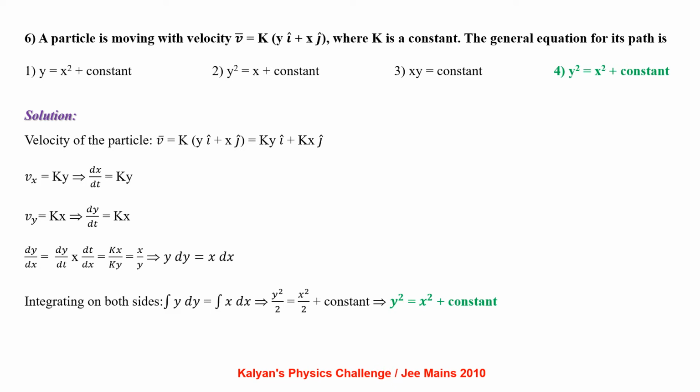Now let us take dy by dx. Multiply and divide with dt, we get dy by dt and dt by dx. Dy by dt we know is kx and dx by dt is ky. So from there we get dy by dx equal to x by y. Cross multiply, we get y dy equal to x dx. Apply integration on both sides, we get integral y dy equal to integral x dx. That is y square by 2 equal to x square by 2 plus constant. From there we get y square equal to x square plus constant.